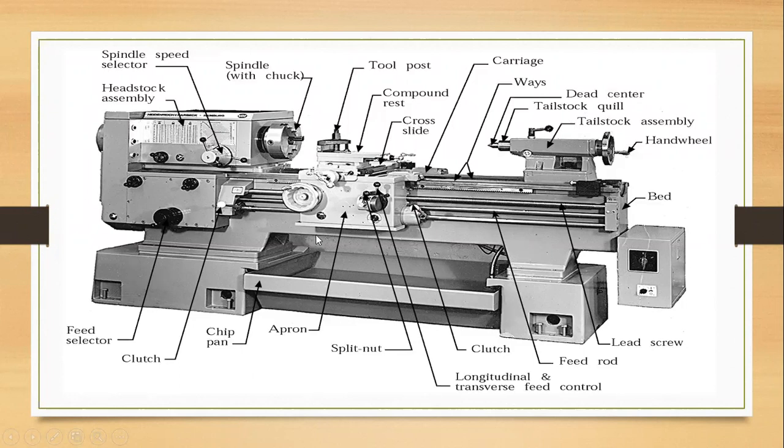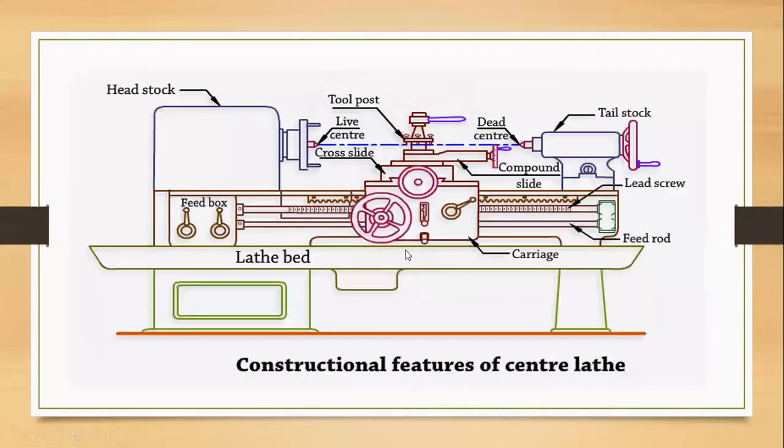So these are the important parts used on the lathe: the parts of the lathe. This is a constructional feature of the center lathe. If we ask this question, you should draw this sketch and name the parts. This is the headstock. This is a live center. This is a dead center.